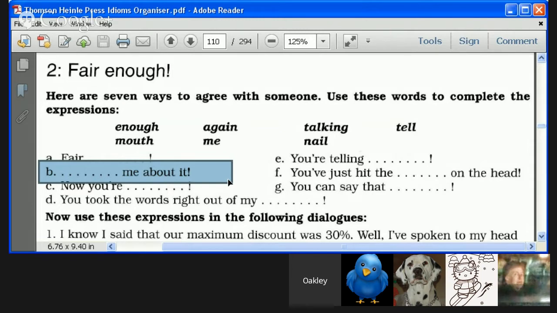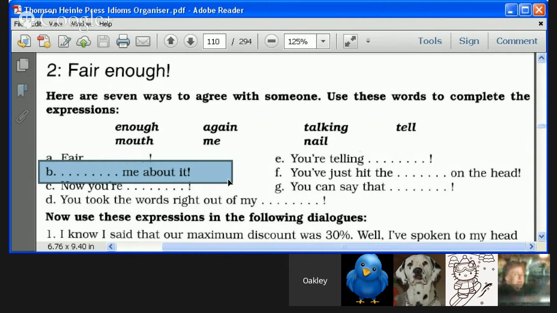You say something that I strongly agree with, especially if you are complaining. Oh, I hate waiting in line. I might say, yeah, tell me about it, meaning I hate it too. Usually we say this to agree with something kind of negative.